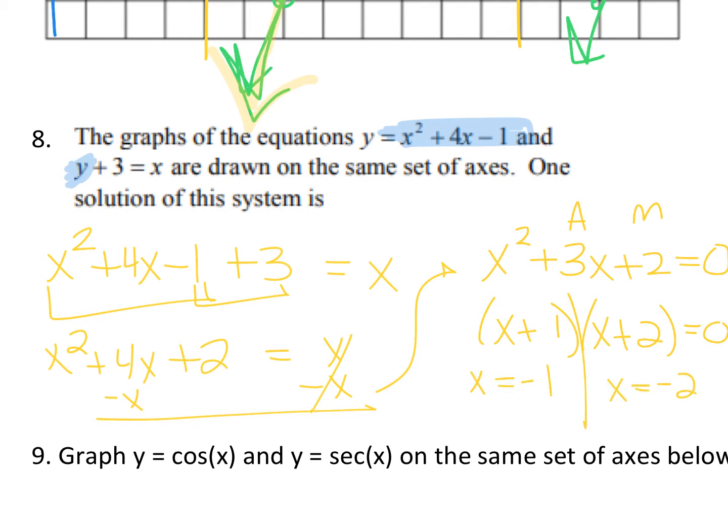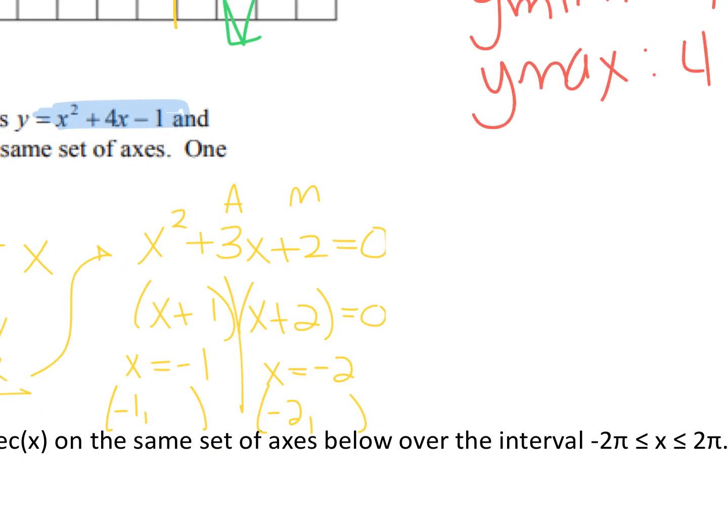But we want to find a solution of the system, which means you need x comma y. So -1 comma something and -2 comma something. To find that comma something, use this guy right here, or the other one, but it's probably easier to use y plus 3 equals x. And you're going to do the two scenarios.